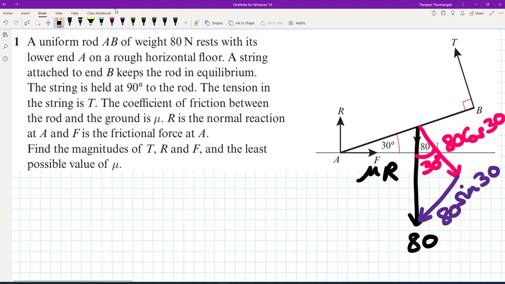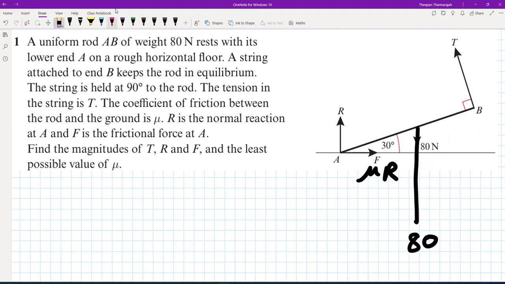I'm going to draw that a bit more realistic, so it's making sure it's perpendicular here. So that, and then we've got that here. We should do it in purple. So we've got that here, so we get a nice right angle triangle. This is 30, hence this is 80 cos 30.